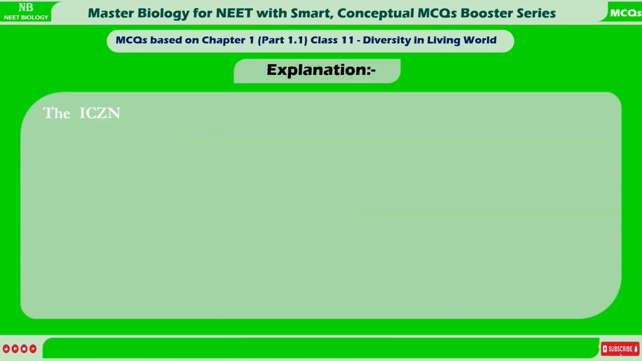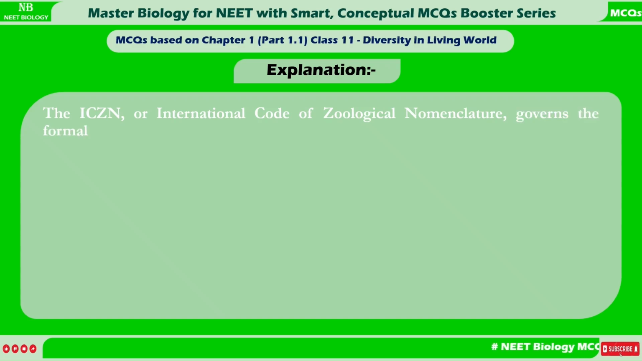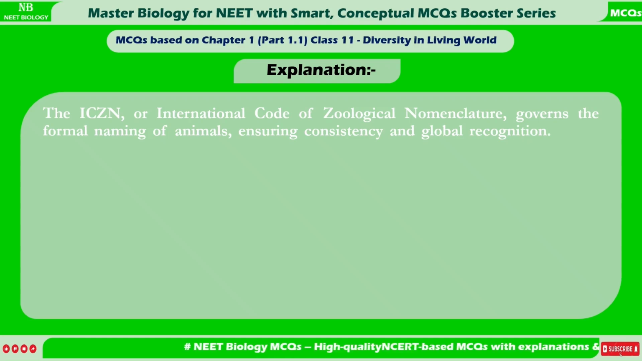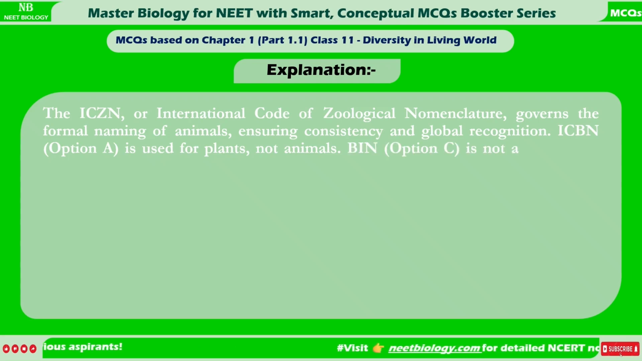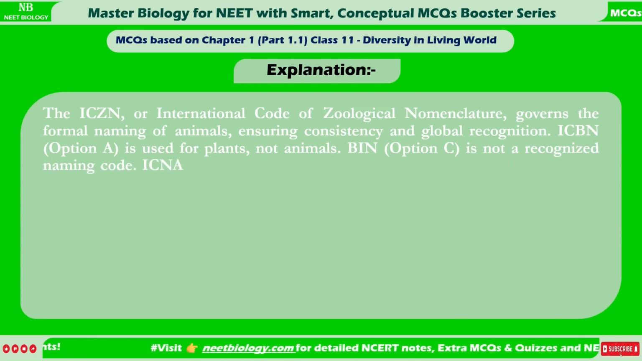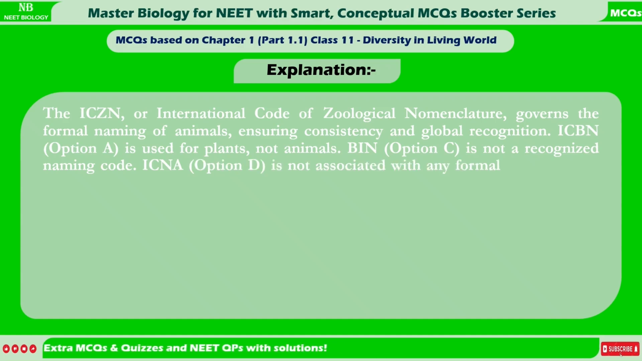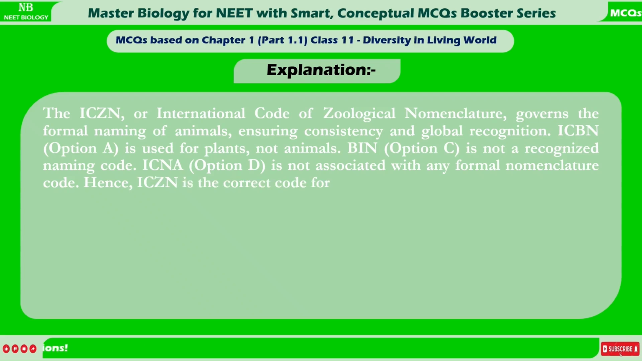Explanation. The ICZN, or International Code of Zoological Nomenclature, governs the formal naming of animals, ensuring consistency and global recognition. ICBN, option A, is used for plants, not animals. BIN, option C, is not a recognized naming code. ICNA, option D, is not associated with any formal nomenclature code. Hence, ICZN is the correct code for animals.